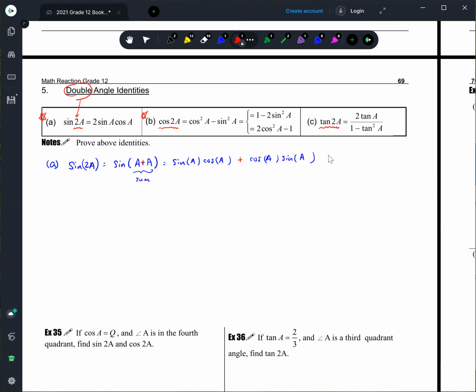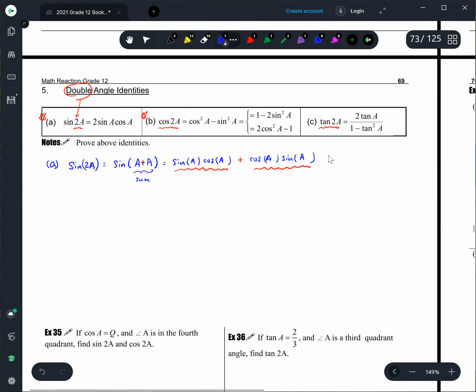Now, sine times cosine should be the same as cosine times sine. These two parts, sine times cosine plus cosine times sine, are the same, so I can just write it as 2 sine A cosine A.